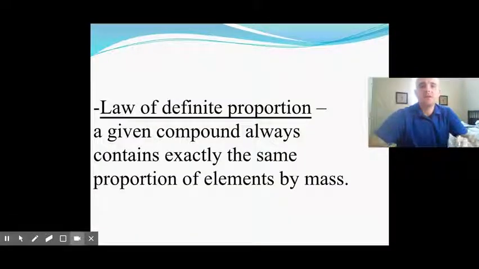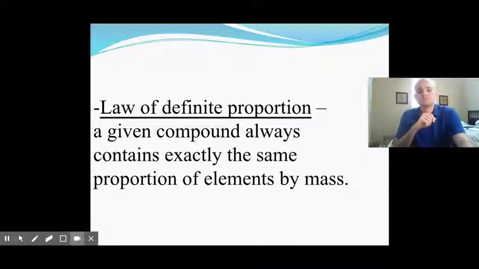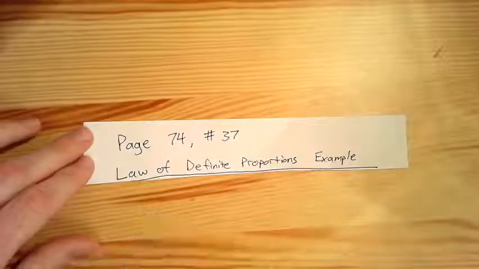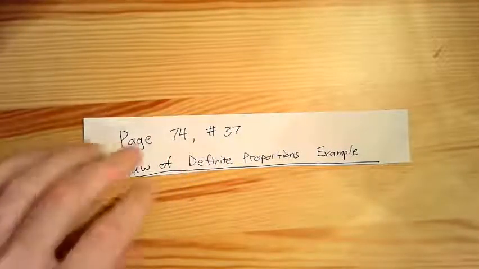The law of definite proportions says a given compound always contains the same proportion of the elements by mass. There's an example of this I'm going to post. If we had a bunch of molecules of water in different amounts, they would have the same proportion of hydrogen in each sample of water: always 2 parts hydrogen and 1 part oxygen. This is an example of the law of definite proportions. It's on page 74, problem number 37.